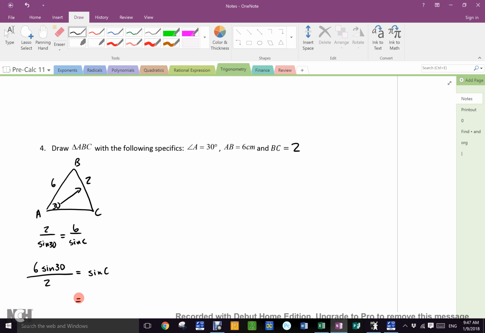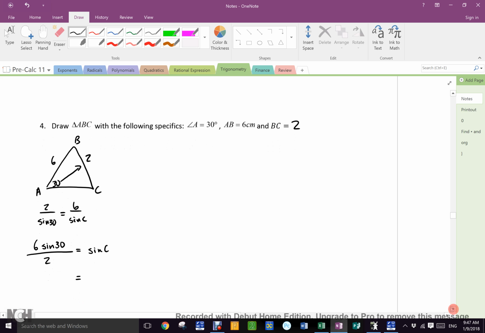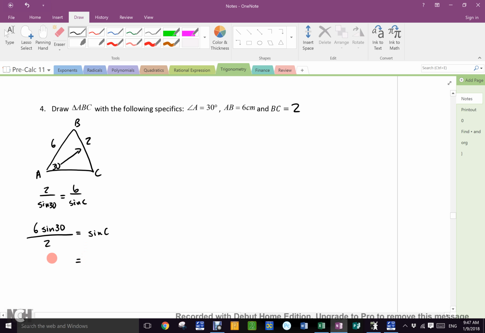What happened? You will all get an error. Why? When I do this, I get 1.5. Is sine ever allowed to be more than 1? No. Okay? Everybody cool? Because if it was more than one, opposite over hypotenuse wouldn't work, would it? Hypotenuse has to be the bigger side, right?